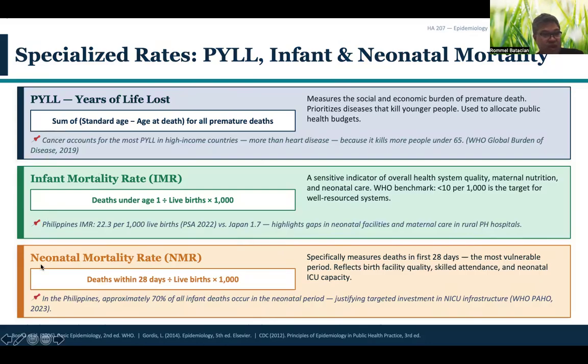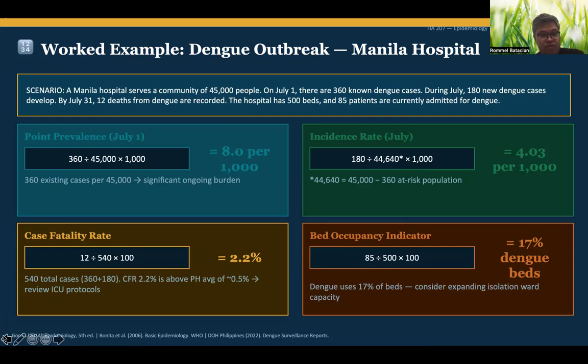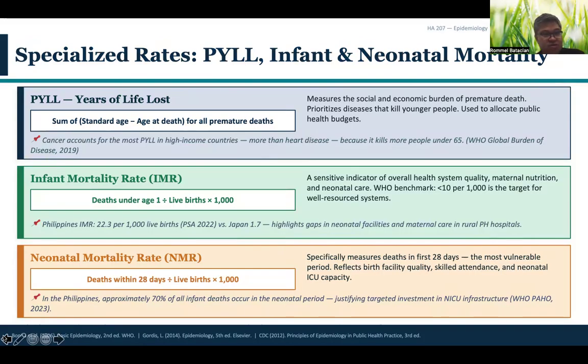The second one is the infant mortality rate. It is computed as deaths of those who are less than 1 year old divided by the number of live births multiplied by 1,000. It is one of the most sensitive indicators of overall health system quality because it reflects the quality of maternal nutrition, prenatal care, delivery services, and neonatal care, all in just that one number.